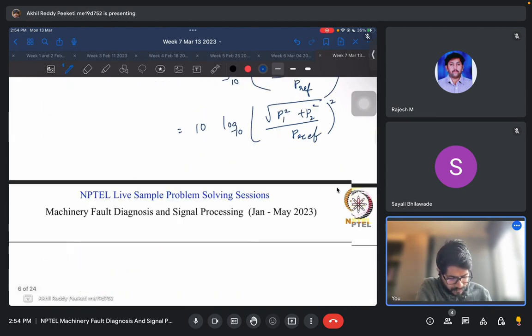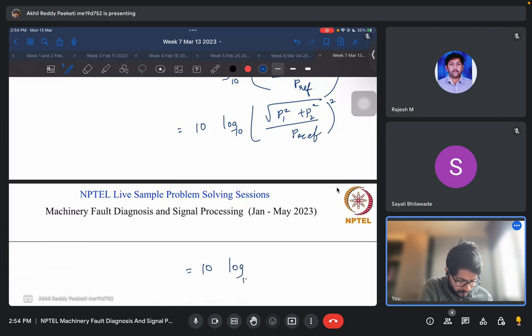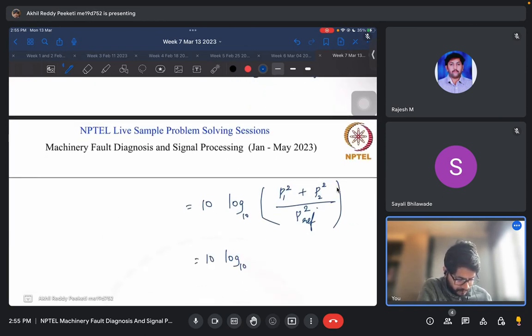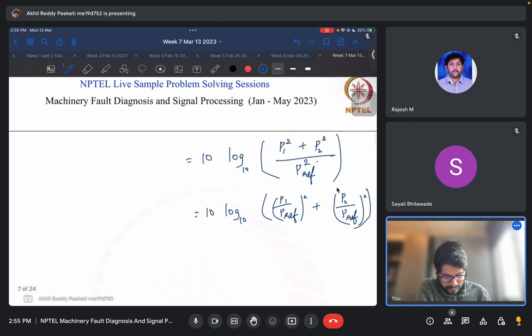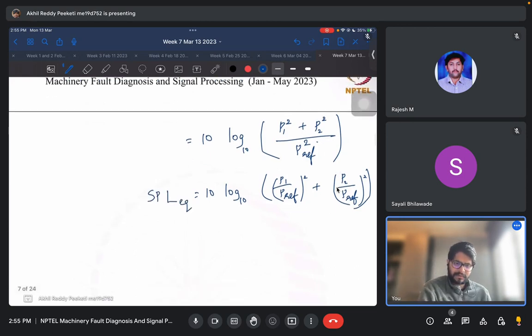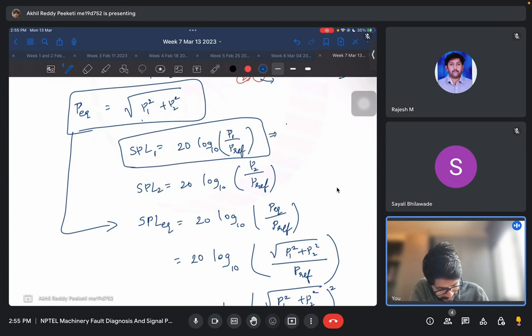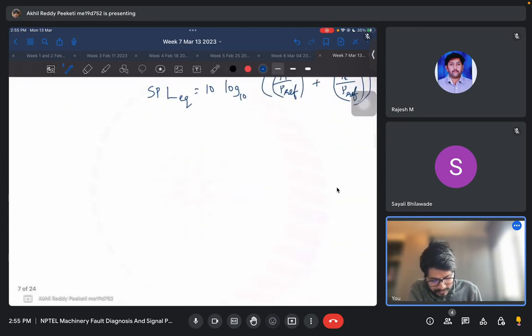So next, the square root and power will get cancelled, and then below Pref there will be a square. Okay, now if I write this, P1 by Pref whole square plus P2 by Pref whole square. Now it is still in terms of P1, P2, but from this we can write P1 by Pref, let's look at it like this.